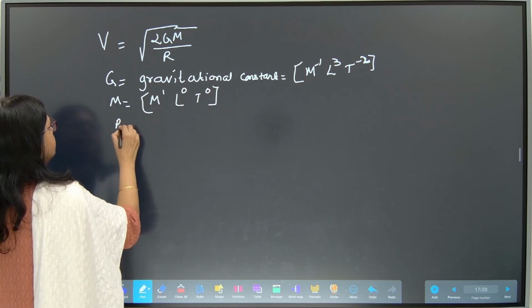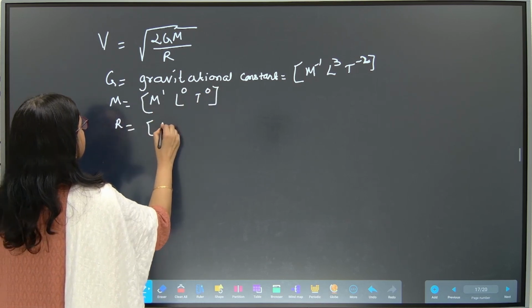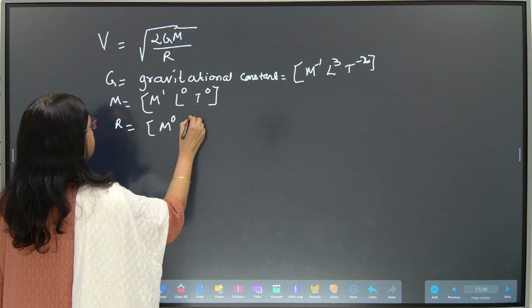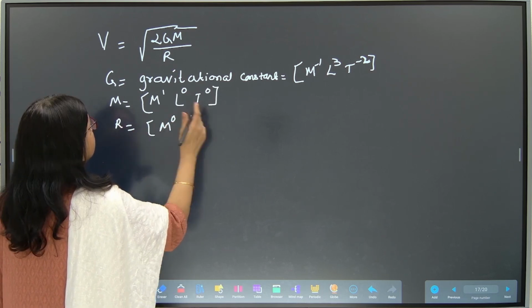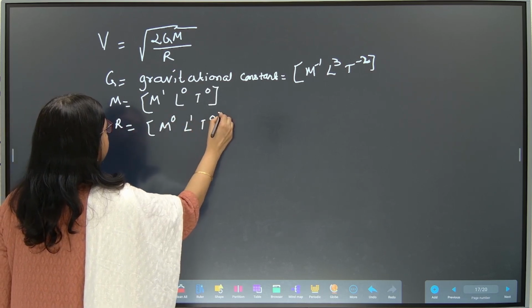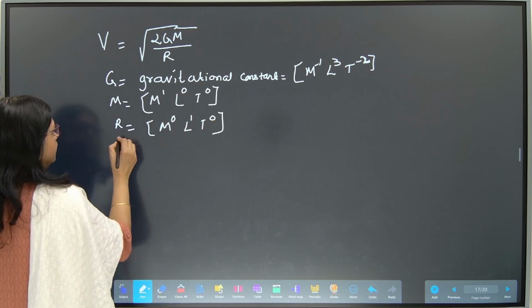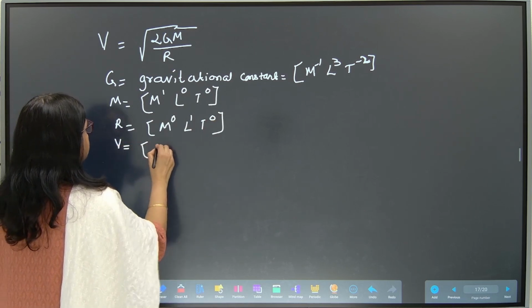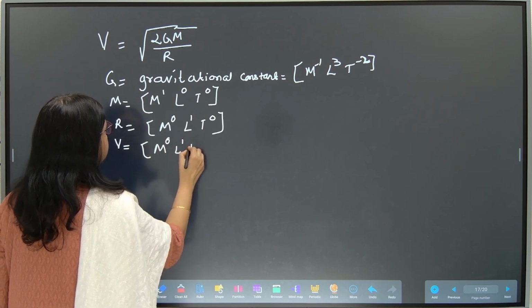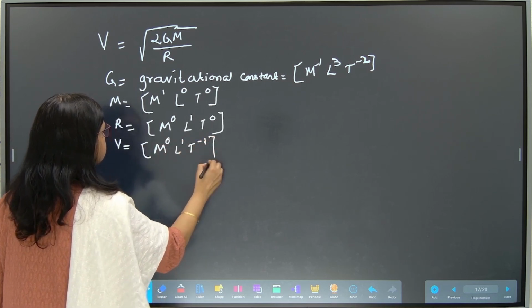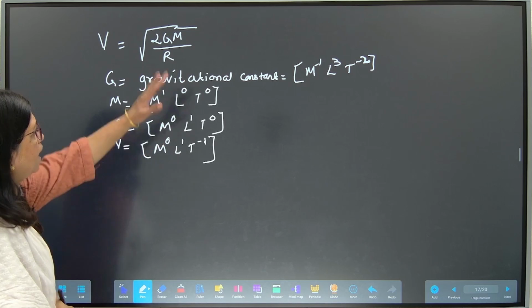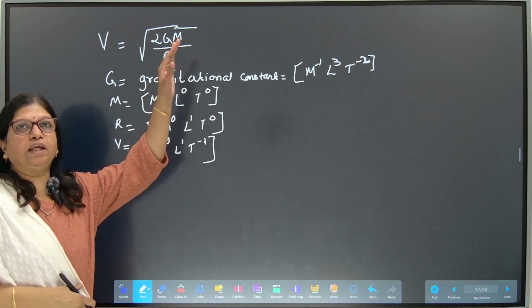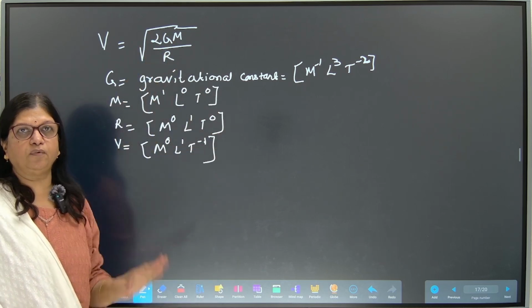Okay. R. R is the radius of the Earth. So M raised to 0, L raised to 1, T raised to 0 we can put. V. V is the velocity, orbital velocity or any velocity. M raised to 0, L raised to 1, T minus 1. These are the dimension formulas of the various physical quantities available in our formula.